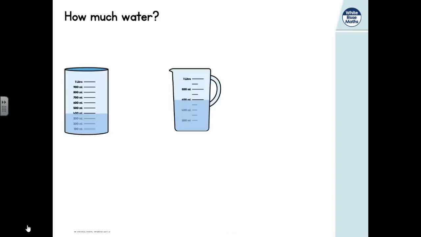Okay, time for you to do some filling. I've got a container here, and can you see it's got 400 millilitres in. And then I've got a jug with 600 millilitres in. I'm going to pour the 600 millilitres from the jug into the container. I'd like you to tell me how much water I will have. Pause the video here and have a think about it, or go and get yourself 2 containers, one with 400 and one with 600, and put them together and see how many millilitres you have.